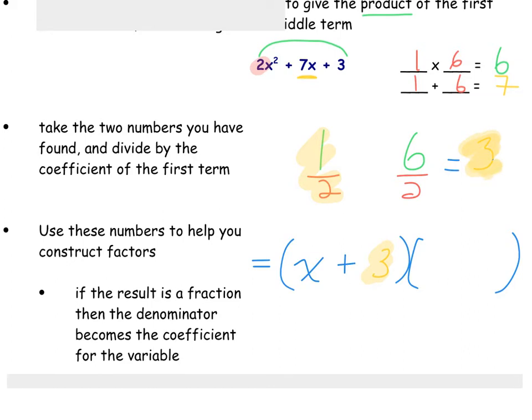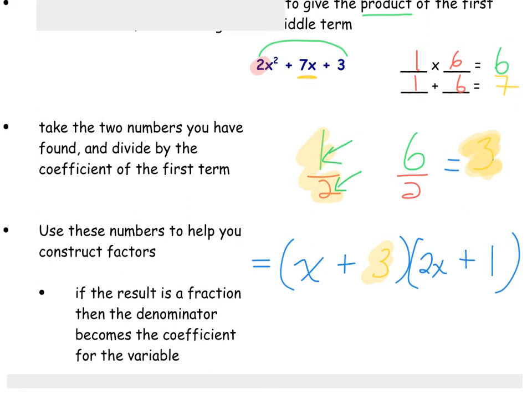Now the next bracket is a little trickier. Here's what I need to do. I look at what I have in the denominator, if it's a fraction, and that becomes the coefficient of my x. So in other words, because I have a 2 in the bottom, that means I have a 2x up top here. And next I need to look at what's in my numerator, and it's a 1. And so that means that I'm adding 1. If it was negative, I would subtract 1, but here I have a positive 1, so plus 1. And so there, I've done it.